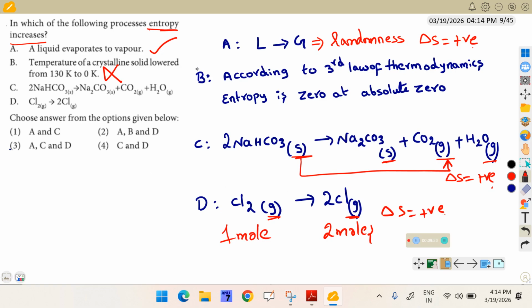Correct option is A, C, D correct statements. Third option is the correct option.